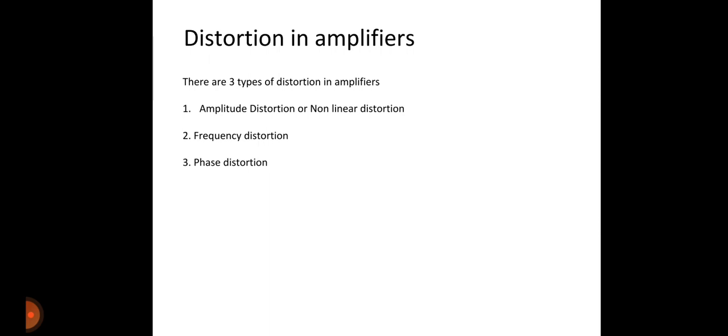Coming to first distortion, amplitude distortion. It occurs due to production of new frequencies in the output which are not present in the input signal. These new frequencies result from the existence of non-linear characteristic of a transistor. The second distortion is frequency distortion.